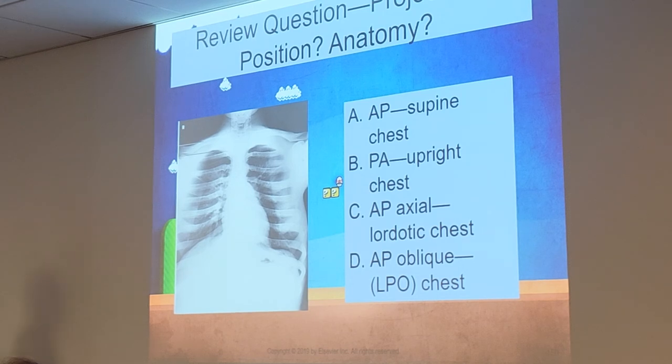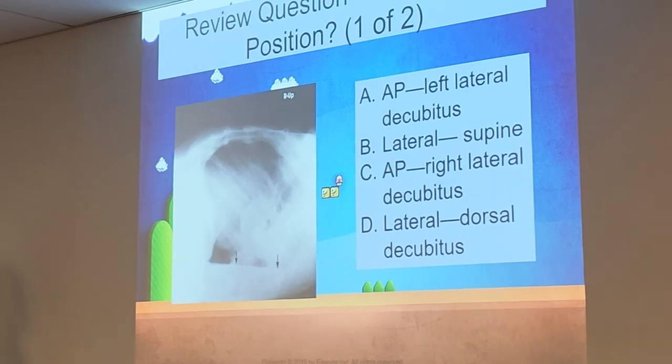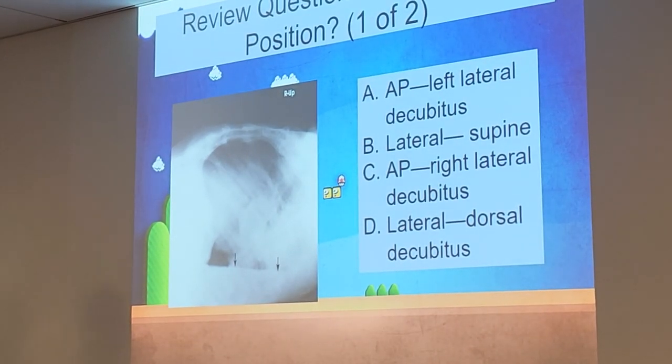What is the projection, the position, and well, anatomy's not on there, but what are we looking at? Out of those choices. AP for sure. What do y'all think that is? C. Correct. The clavicles are above the apices. It has to be lordotic. What's the only choice that works? The one that says apiaxial lordotic. Apiaxial lordotic chest. All right. Wait, that's the last image we looked at. What is that? I forgot that already, but lateral dorsal decubitus, because the dorsal surface is down, it's hanging on its side, horizontal central ray, we're looking at fluid levels. Lateral dorsal decubitus.